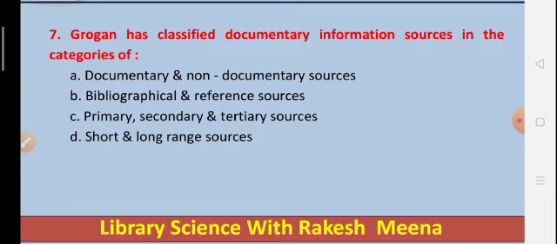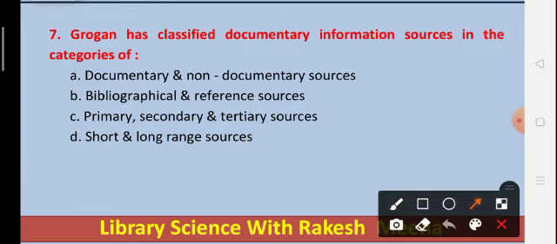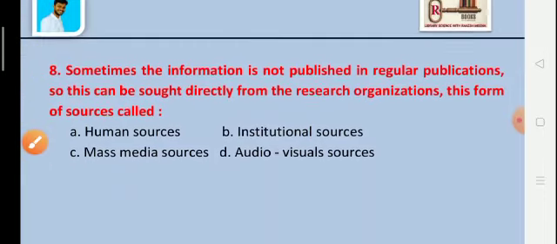The correct answer for that question, guys, option number C. Option C is primary source, secondary source and tertiary source. Firstly, guys, we are discussing primary source of information. Primary source of information is usually the first-time information, and secondary source of information is usually based on primary source data. We collect secondary source of information from it, and tertiary source of information also uses primary and secondary sources of information. Next question is question number 8.